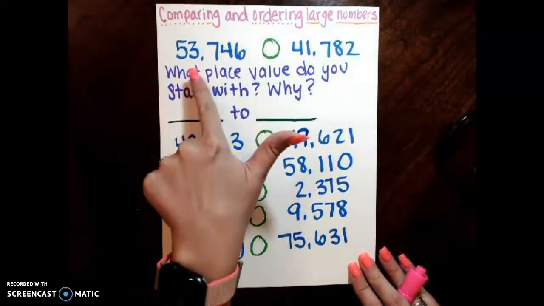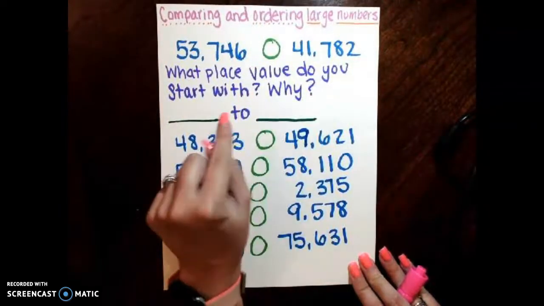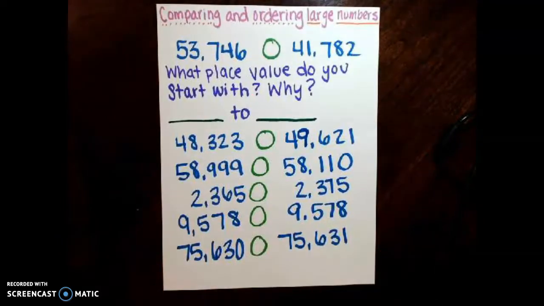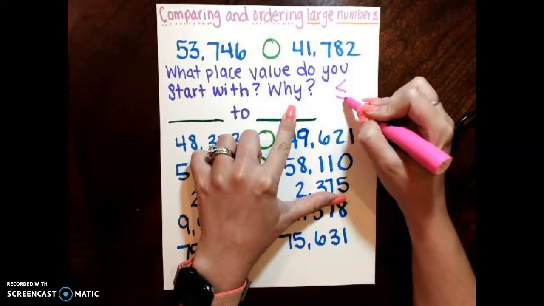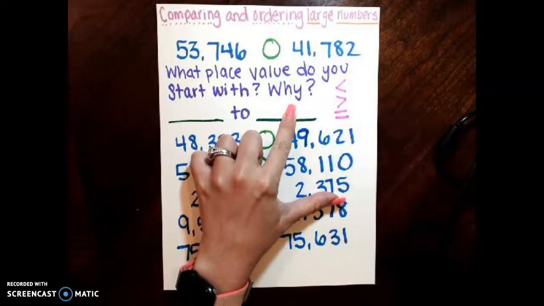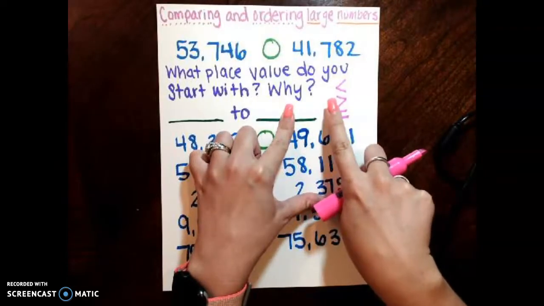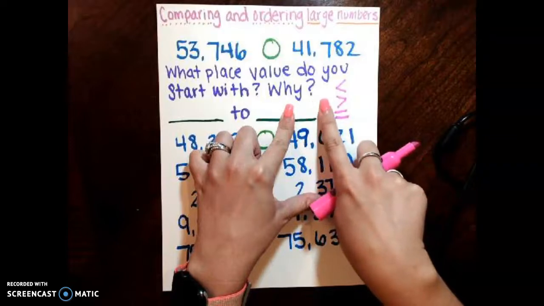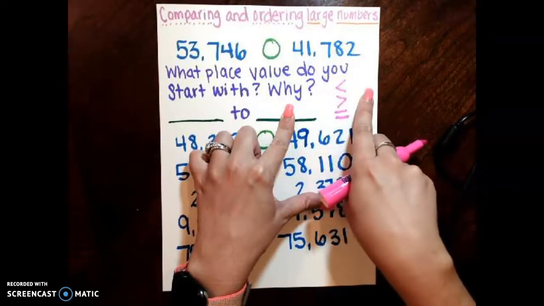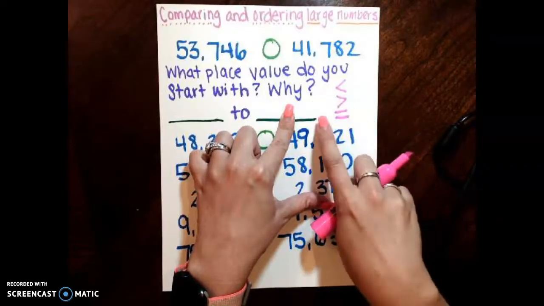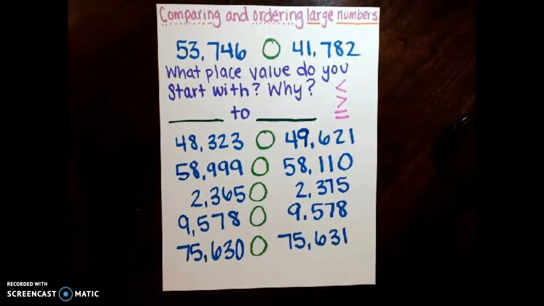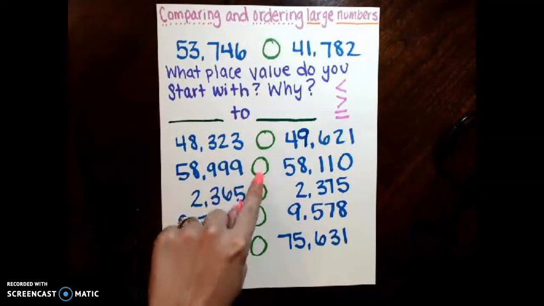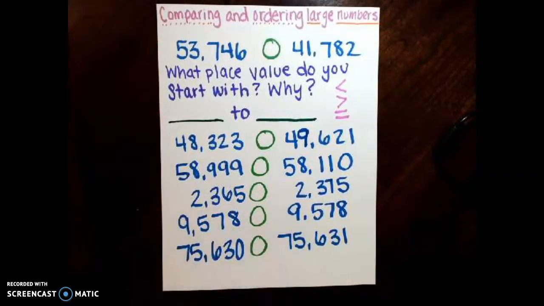Comparing means we're going to look at both of them and see which one is larger. We're going to be using the symbols greater than, less than, and equal to. So this is going to be greater than because the bigger number is on this side. This is going to be less than because the bigger number will be on this side. And this is going to be equal to. Okay, so those are the three symbols that you're going to have to choose from today to put into these circles in the middle. Those are not zeros. Those are for your answers.